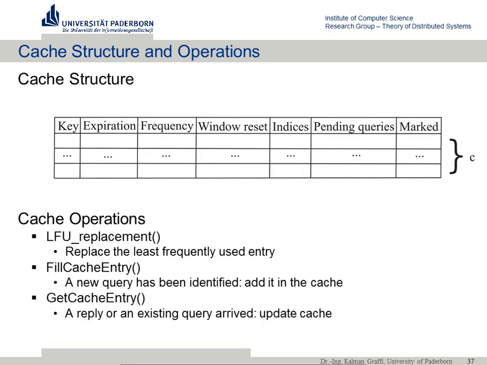What does a cache look like? Basically, it states what it is a cache for, when it will expire, so when you will delete it, how frequently it has been used, pending queries and marked. Okay, it's more important for the cache operations, these further entries, because if you have only, let's say, 10 entries for your cache and you have to decide which of the entries you keep, you can go for different strategies.